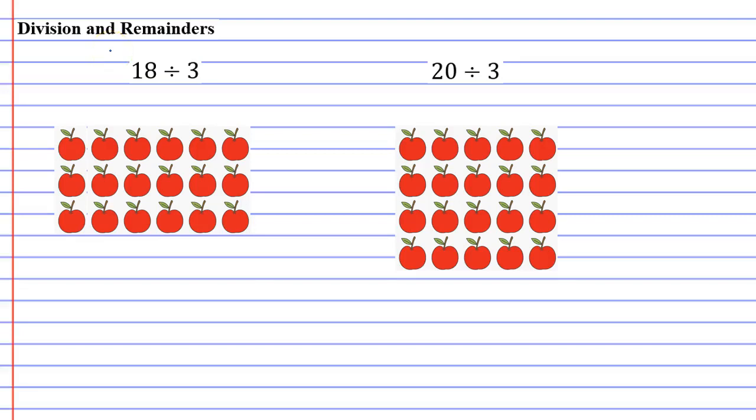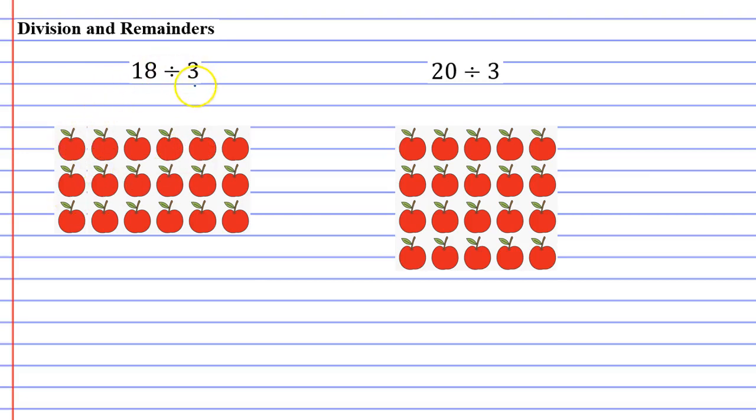Alright, in this video we're going to talk a little bit about how division works and what remainders are. So you'll notice I've got two questions I'm going to go through, 18 divide 3 and 20 divide 3. And for 18 divide 3 you'll notice we have 18 apples. Now to divide it by 3 there are actually two different methods you can use.